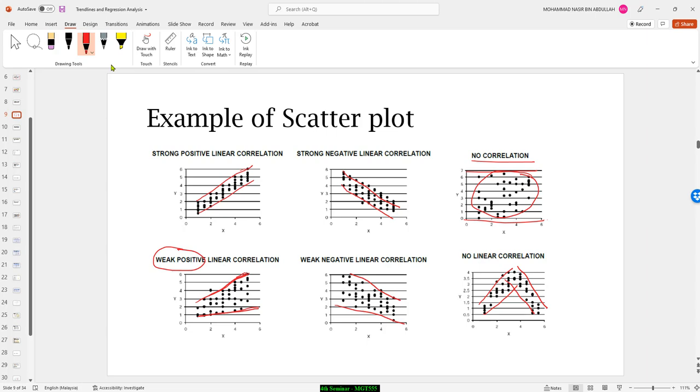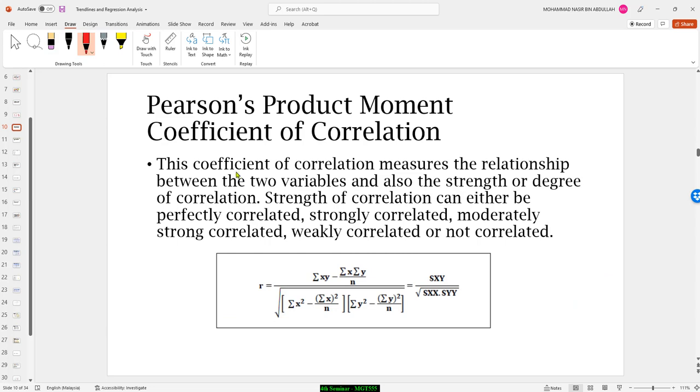Now there is a correlation. Ini ada correlation, right? But it is not linear correlation, right? It is not a linear correlation. Okay, boleh faham? Right. So the Pearson product moment coefficient of correlation. So this coefficient correlation measure relationship between two variables, and also it gives us the strength or degree of correlation.